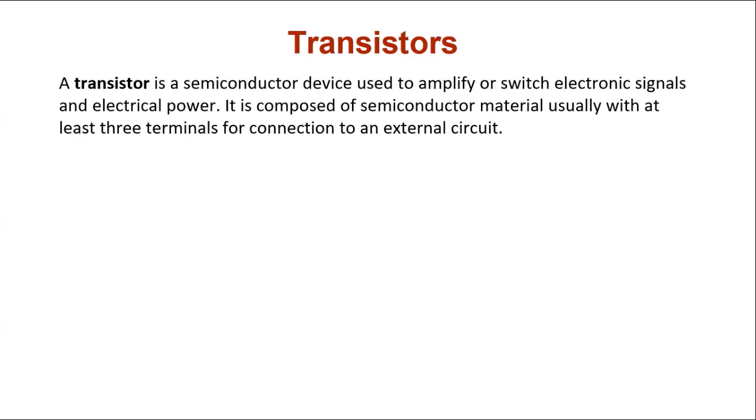Let's see the definition of the transistor. A transistor is a semiconductor device used to amplify or switch electronic signals and electrical power. It is composed of semiconductor material, usually with terminals for connection to an external circuit. So we can see from here, a transistor is a semiconductor device or component which is used to amplify or switch electronic signals.